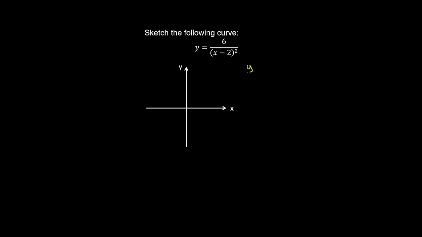Let's sketch the following curve. So setting x equals 0, we're going to get 6 on 4 or 3 on 2. And if we take the limit as x goes to 2 from the left hand side, well, y is going to approach infinity. And as x approaches 2 from the right hand side, y is also going to go to infinity. So therefore, we have an asymptote at 2. And if we also take the limit as x goes to infinity, and also as x goes to minus infinity, then y is going to go to 0. So our curve looks something like this.